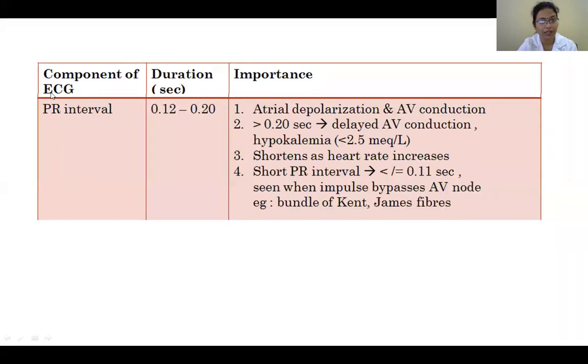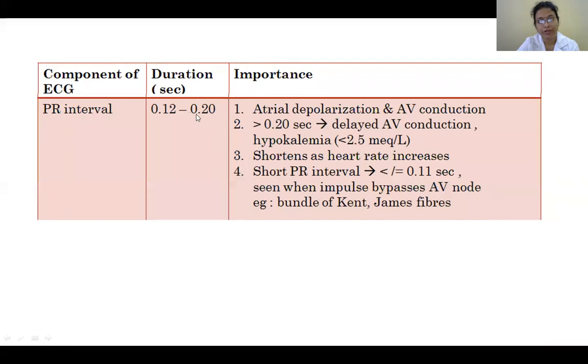Now coming to the other components, that is intervals. So PR interval, the duration ranges from 0.12 to 0.20 seconds. If the duration is less than 0.12, you can suspect it's a short PR interval, and it is usually seen when the impulse bypasses the AV node. And this usually happens whenever there is an extra bundle of Kent or James fibers which conduct impulses directly from SA node to the Purkinje fibers.